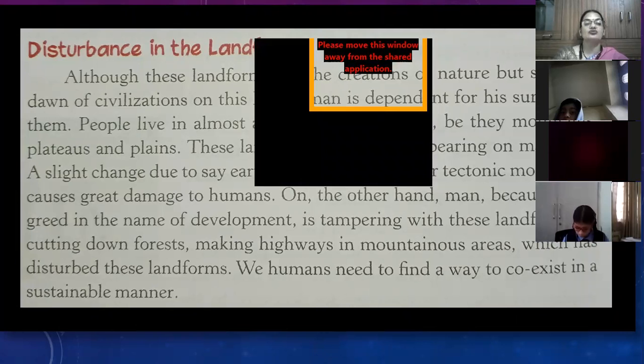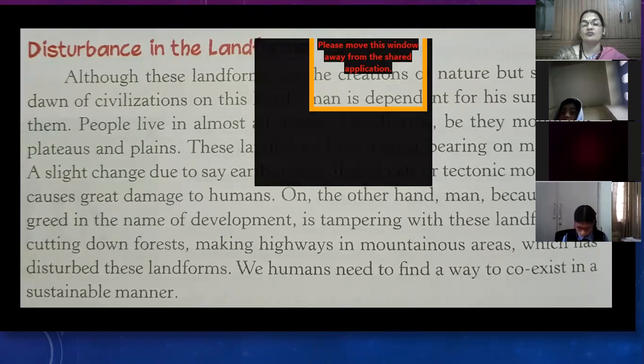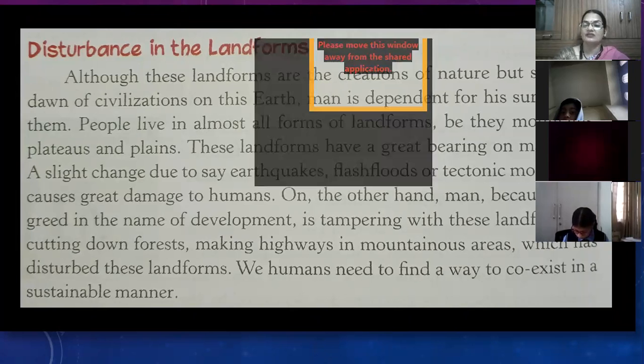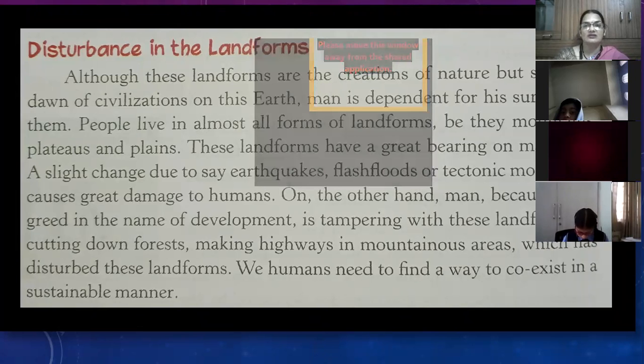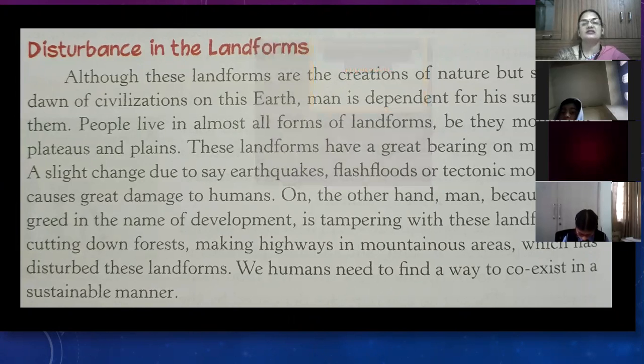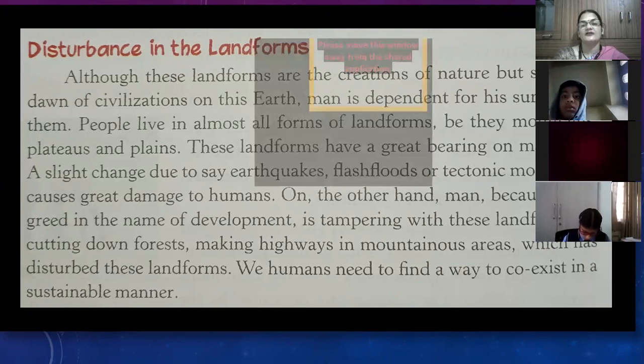People live in almost all forms of landforms. Yes, everywhere. See, you might have visited a desert. People live there also. But what happens? Life is difficult or hard. And at the same time, if we live on the plain, our life is easy.